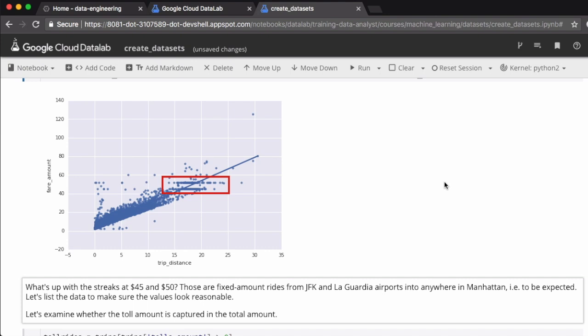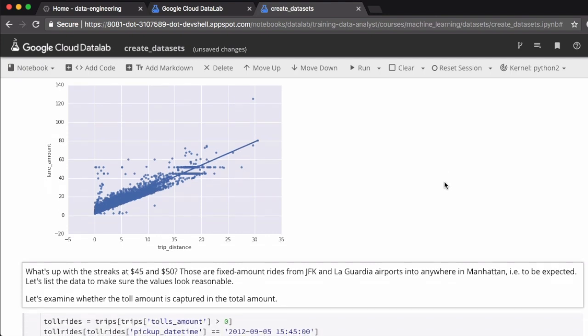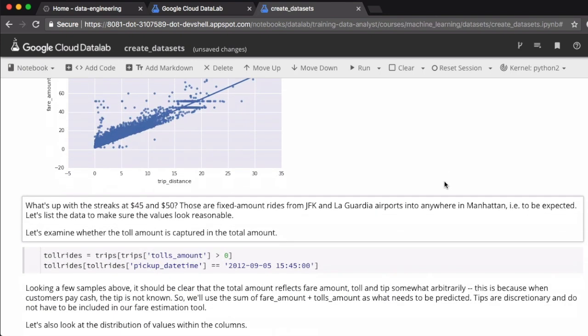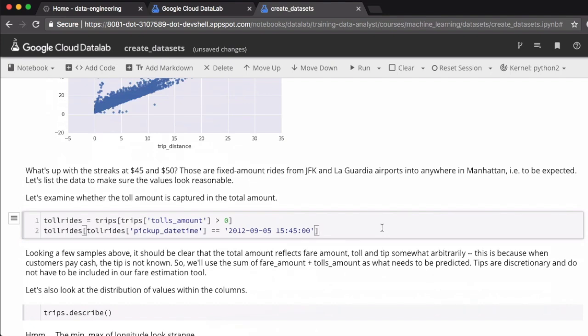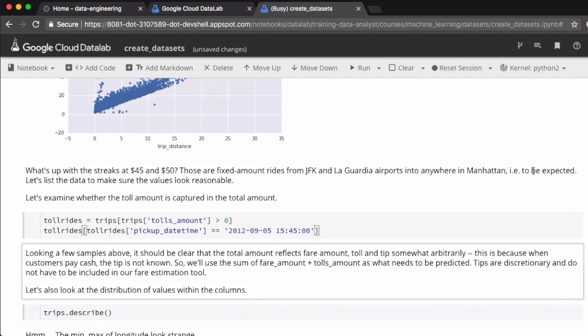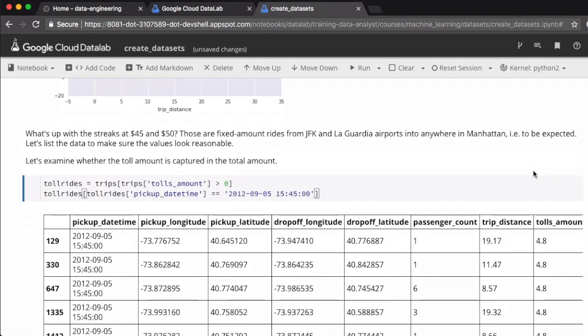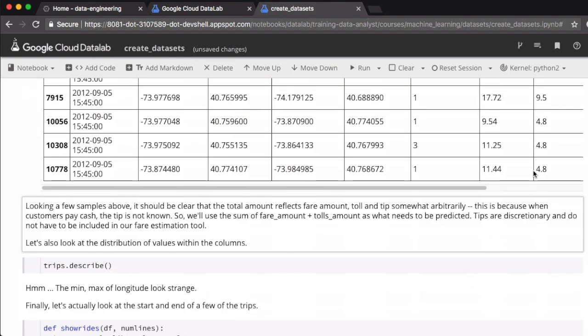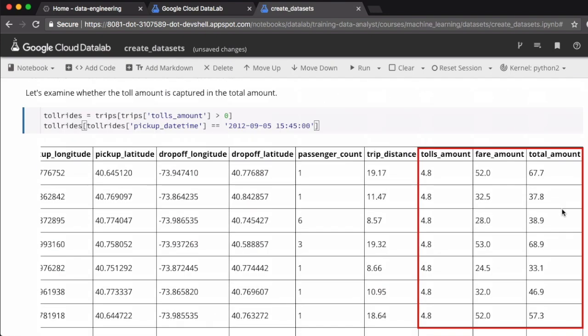But these trips, which represent journeys into Manhattan from the outer boroughs, also make us wonder whether toll amounts are properly captured in the total amount. So let's go ahead and sample some of the data. Let's go ahead and examine some of those data points where the toll amount is greater than 0. Let's do this and just eyeball the data contained in the toll amount column as well as in the total amount column. We can see here two interesting things.